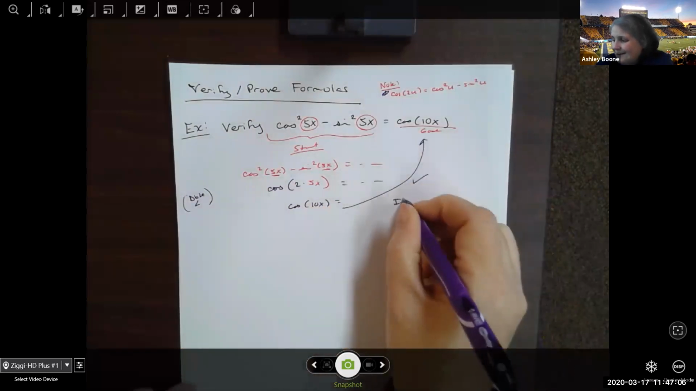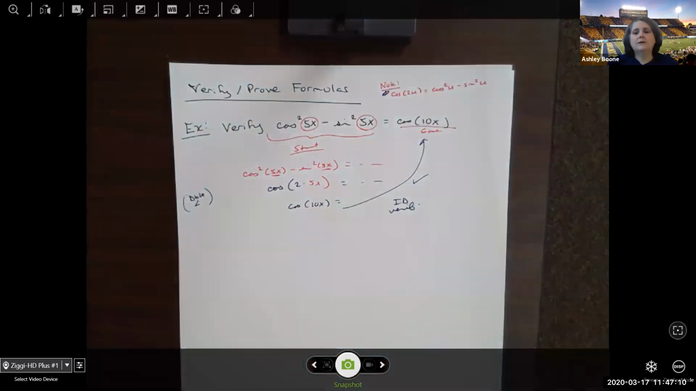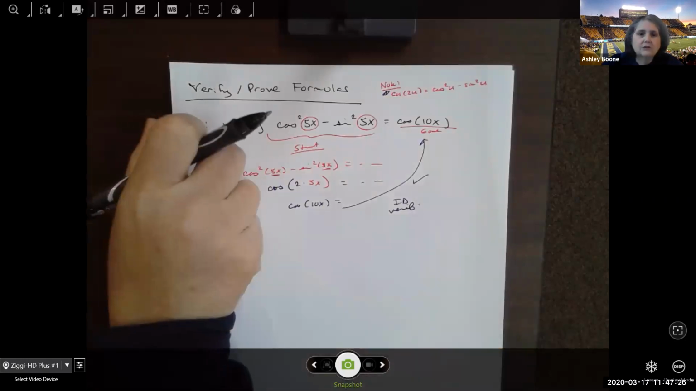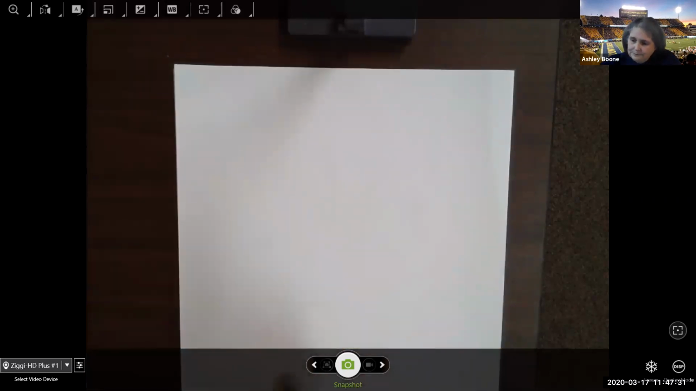That identity is verified. So we're still going to start the same way we did before, where we pick a side, we work with it, and work towards the other side. And I could have just as easily started with the cosine of 10x and morphed it the other direction and have done that as well. The next couple of problems I do aren't going to be quite as straightforward as the one we just had.